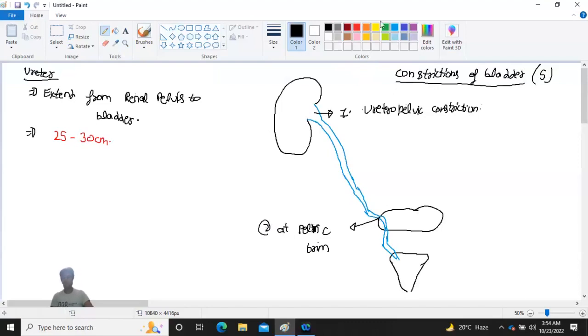After this, in the pelvic region, we know an important duct, the vas deferens. It also passes over the ureter, so it forms a constriction. So this is the duct, and this forms the constriction.